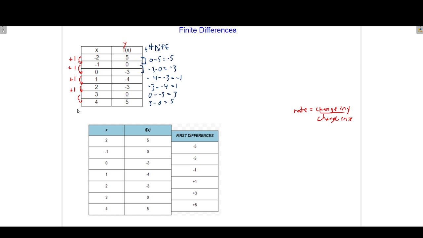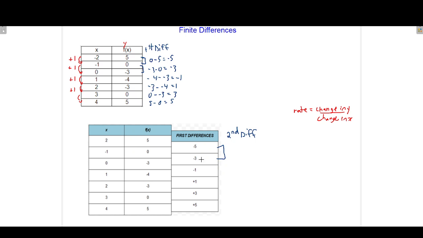I've just put that information in a table for you. So here's our function, same values. Here are our x values, here are our function values, and here are our first differences. Now what we can do is look at what's called the second differences. The second differences are just the differences of the first differences. So we repeat the process that we followed before.